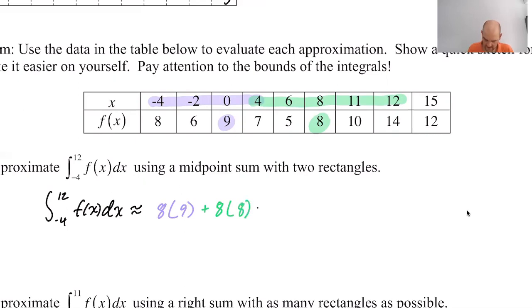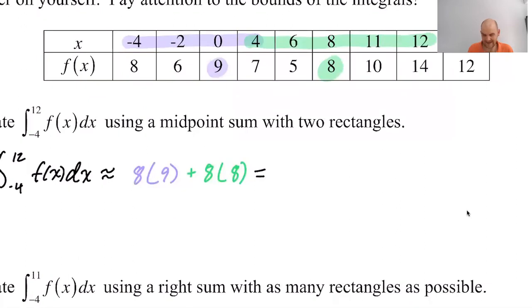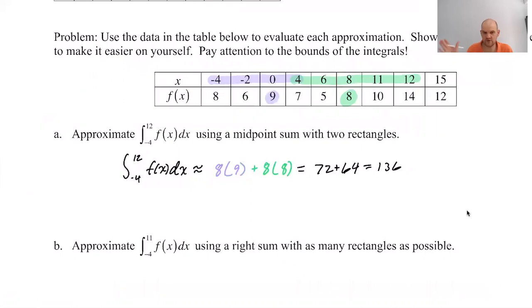So what is that? That is 72 and 64, or 8 times 17. I don't want to do either of those. 72 plus, I got to write it, 136. 136, that's a little thing.